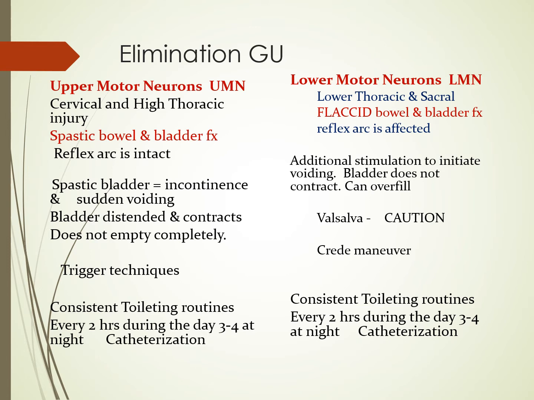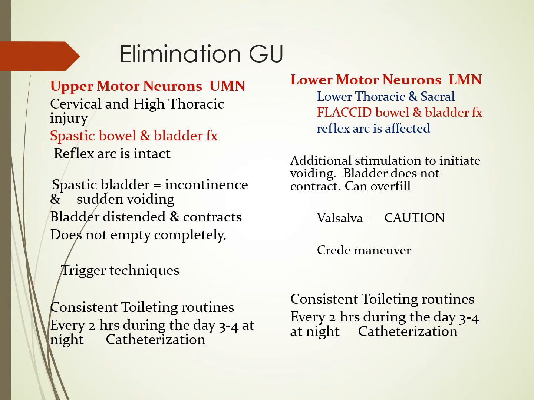So sometimes there are some trigger techniques that you can do to help. These trigger techniques tell those sacral nerves, S1 and S2, that you need to void. You can stroke the thigh, or even touch or pinch the area above the groin. That can stimulate voiding. Another thing, you can do consistent toileting every 2 hours, every 3 to 4 at night, and then of course there's catheterization.